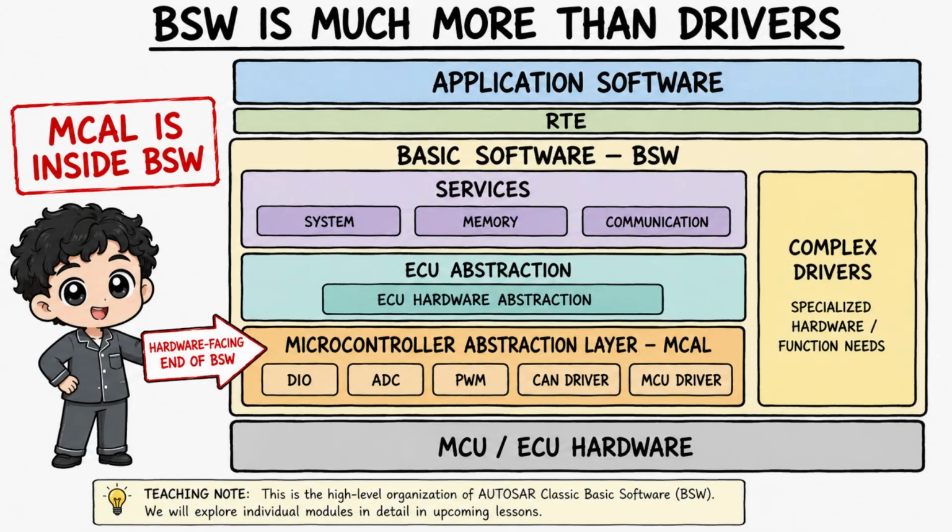For now, think about their direction. Services are relatively far from the physical hardware. They provide infrastructure such as system, memory, communication, and other platform services. ECU abstraction sits closer to the hardware and helps hide details of the particular ECU hardware arrangement. At the hardware-facing end of basic software is the microcontroller abstraction layer, or MCAL. MCAL contains standardized driver concepts for microcontroller peripherals, drivers for things like digital input and output, analog to digital conversion, pulse width modulation, timers, communication controllers, and other microcontroller resources belong in this hardware-facing area.